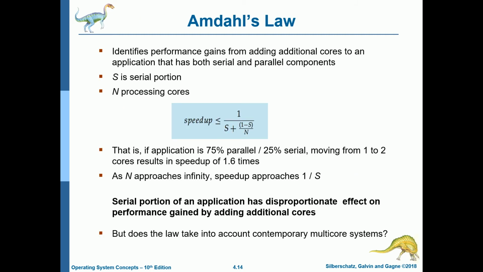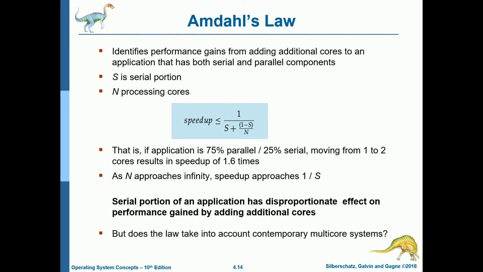Now with concurrency and parallelism discussed, we introduce Amdahl's law. Amdahl's law is a simple formula that identifies potential performance gains from adding additional computing cores to an application that has both serial, which is the non-parallel parts, and parallel components. So given this inequality, S is the portion of the application that must be performed serially, in other words, the non-parallel parts of the application. The N corresponds to the number of processing cores.